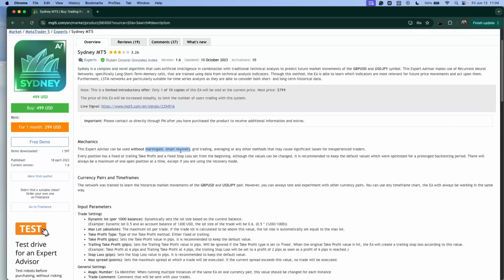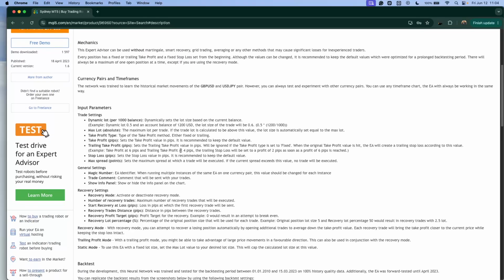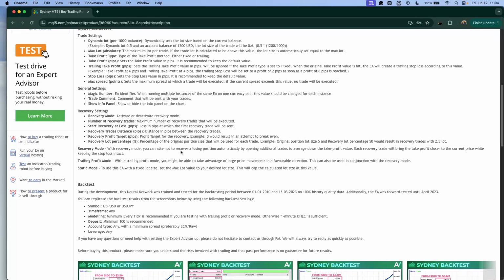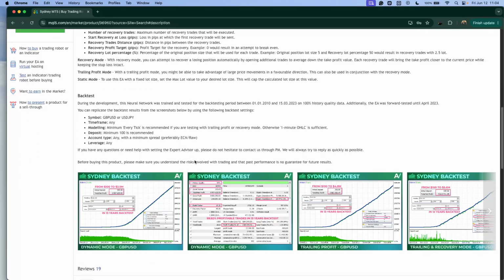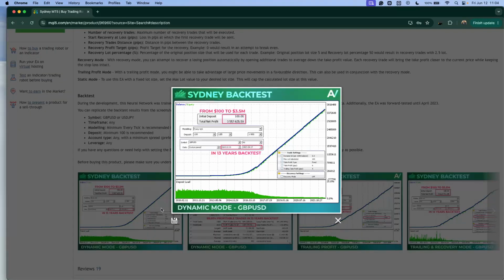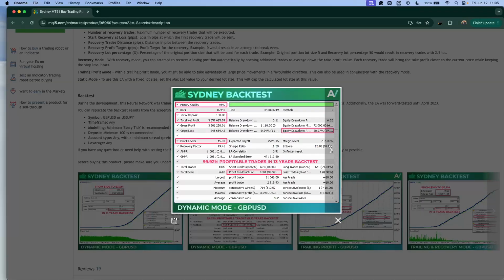Also it can be used without it if you want. It uses stop loss, trailing TP, and recovery trades when in drawdown. They claim incredible results like turning $100 into over $3.5 million. And these are the images from their backtest. From 2010 to 2021, which is about 11 years, they turned $100 into $3.5 million. This is the image, the results of their backtest.